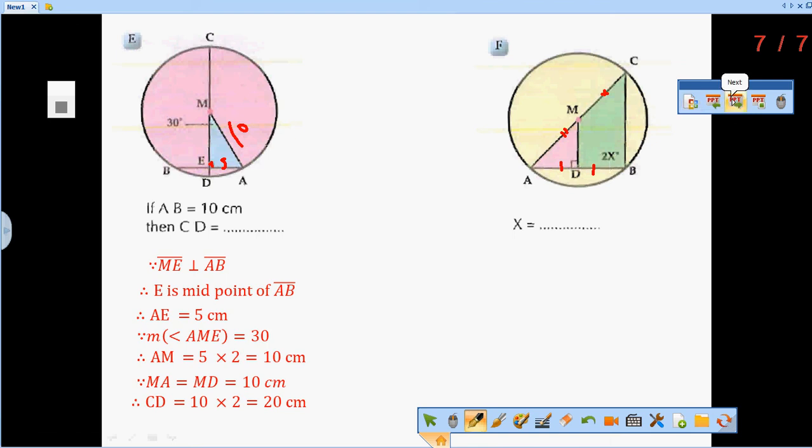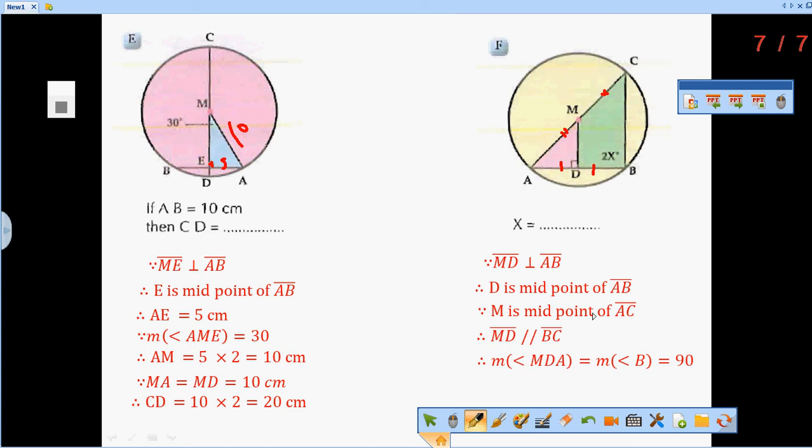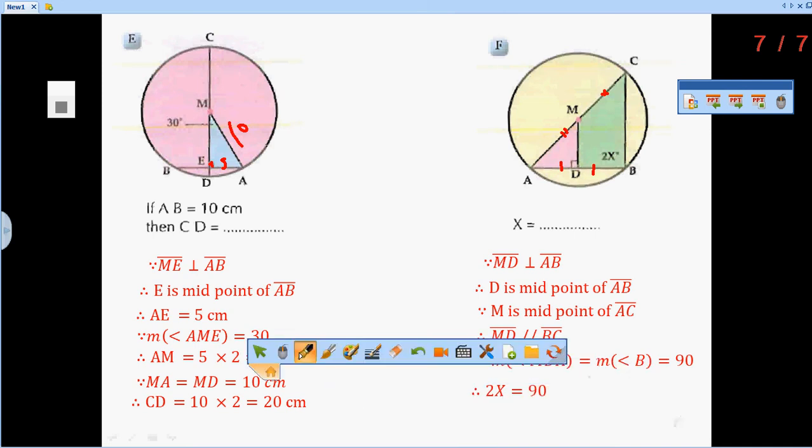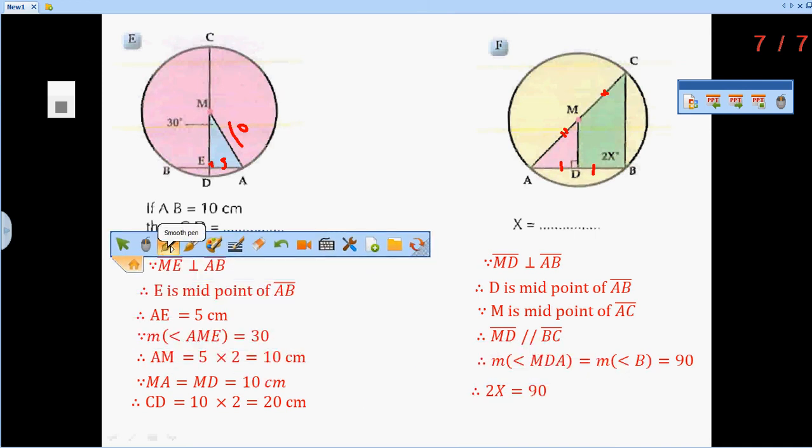Let us see the proof. We know that MD is perpendicular to AB, then D is the midpoint of AB. Also M is the midpoint of AC because AC is the diameter inside the circle. MD is parallel to BC. The measure of angle MDA is equal to the measure of angle B, each of them equal to 90. So 2x equals 90. It means x is equal to 90 divided by 2, it will be 45.